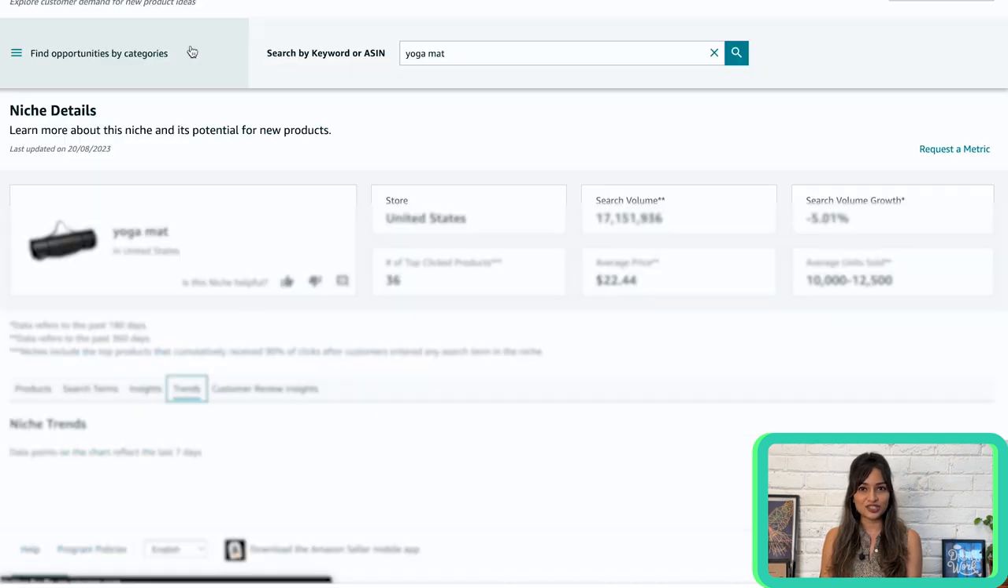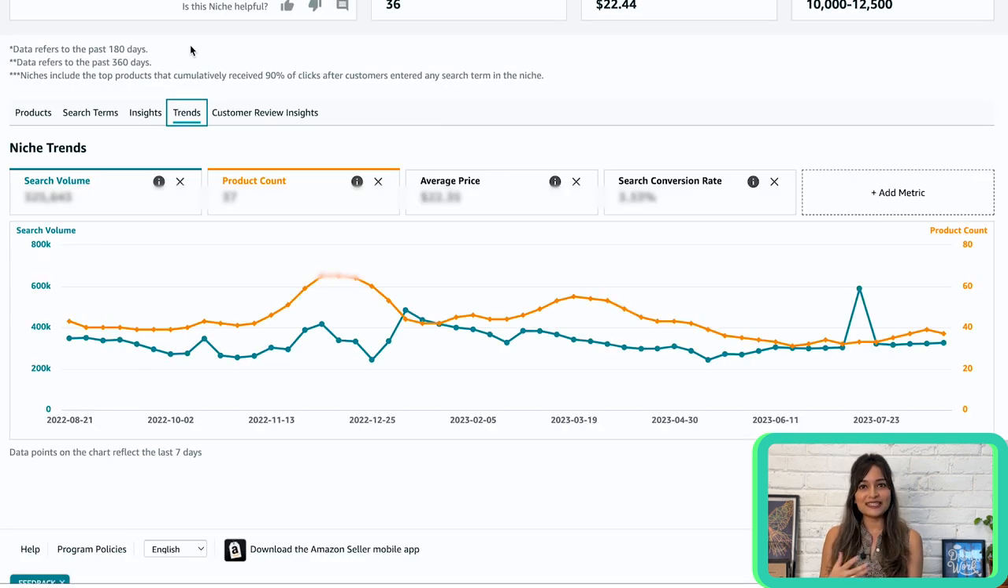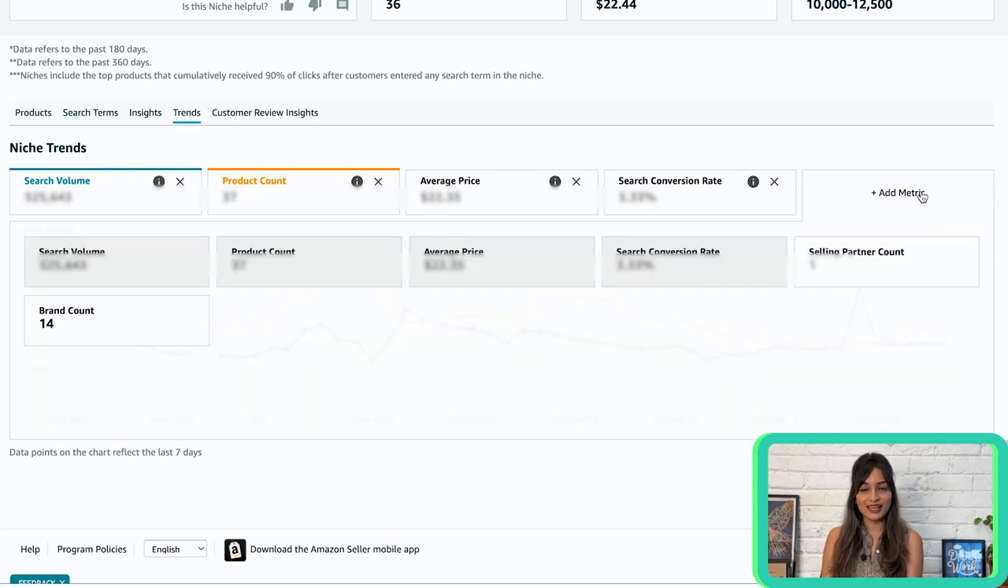Lastly, the trend section can help you understand the seasonality of a niche, historical average price within a niche, and performance over time. It includes a customizable graph that can display two active metrics at a time. Use this section to understand the seasonality of customer behavior and how you can adjust and optimize your strategy. Click the Add Metric button to show options for more metrics and add or remove options to customize the display.